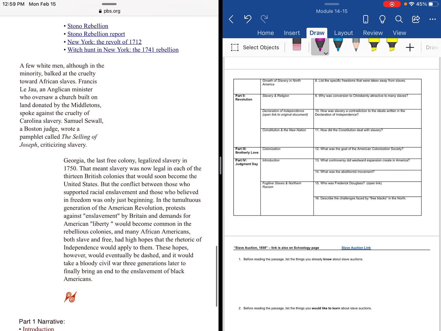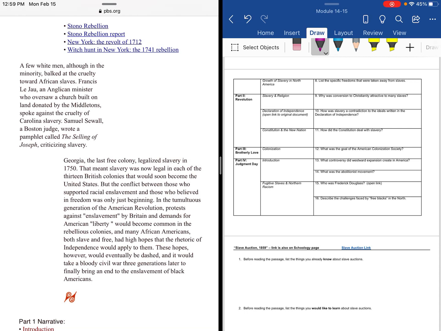A few white men, although in the minority, balked at the cruelty toward African slaves. Francis Lejeune, an Anglican minister who oversaw a church built on land donated by the Middletons, spoke against the cruelty of Carolina slavery. Samuel Sewall, a Boston judge, wrote a pamphlet called The Selling of Joseph, criticizing slavery. Georgia, the last free colony, legalized slavery in 1750. That meant slavery was now legal in each of the 13 British colonies that would soon become the United States.